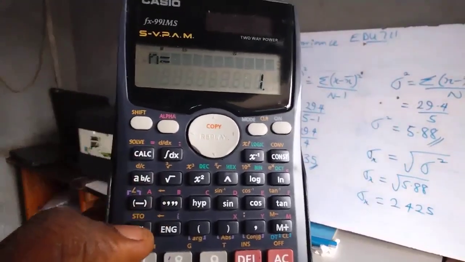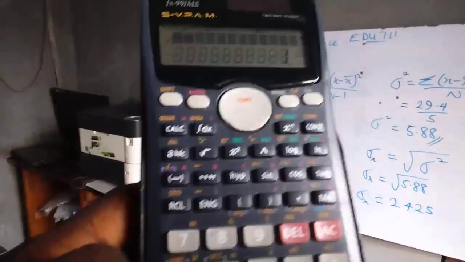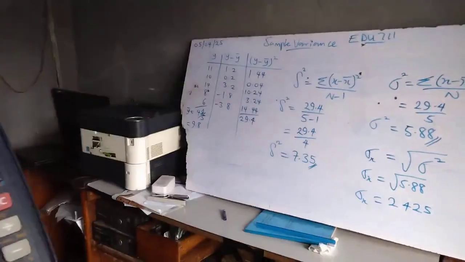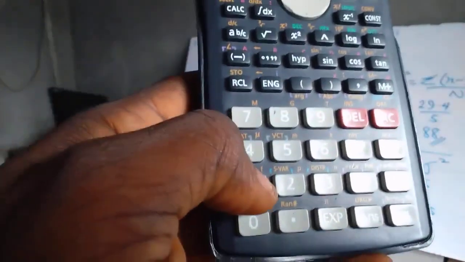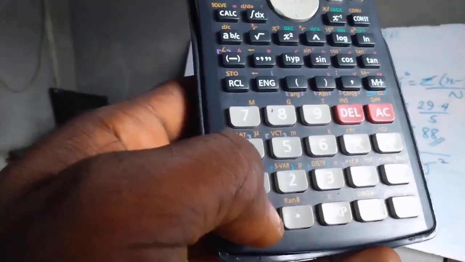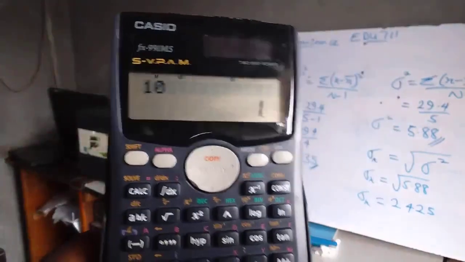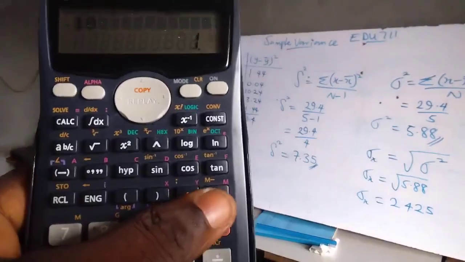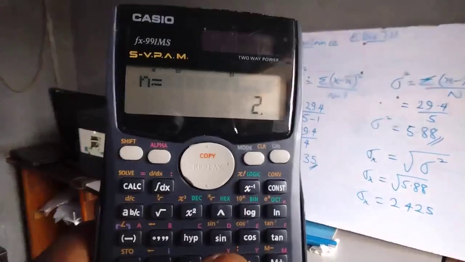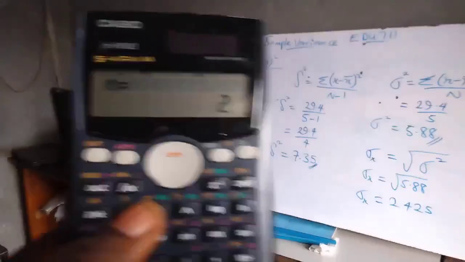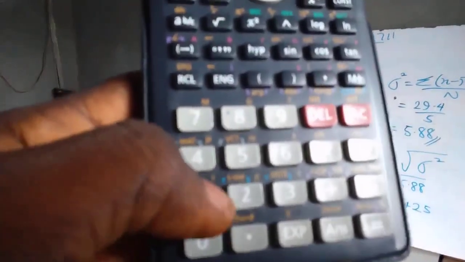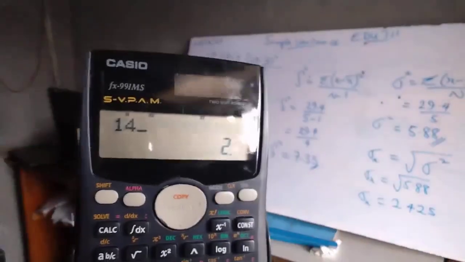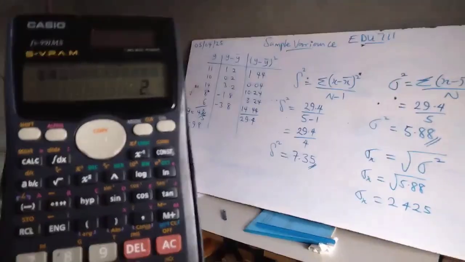Then at this point, you go to the next value, which is 10. So we press 1 and 0. You can see 10. So you press M plus again. You see that n equals 2. Then the next is 14. So let's press our 14, 1, 4. You can see it on the screen. Then you press your M plus.